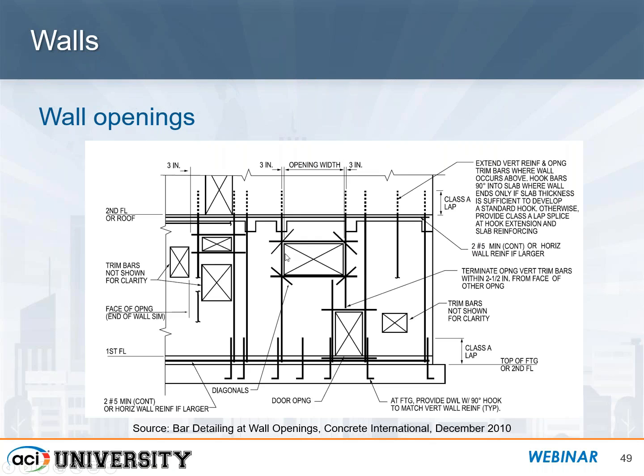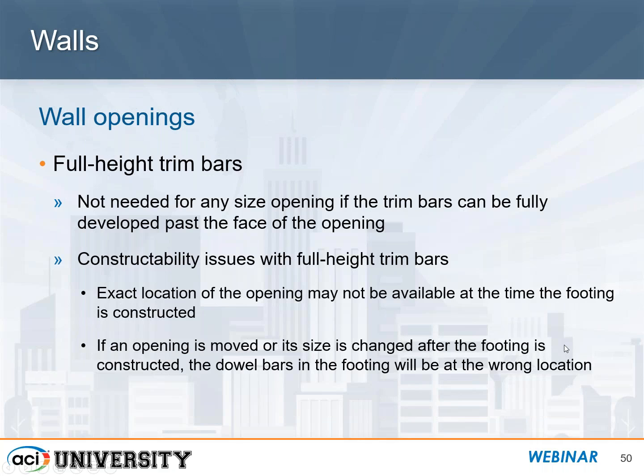But for this small opening, it really doesn't make too much sense. You're opening yourself up to some possible constructability issues. So as I had mentioned, 318 does not require these bars to go all the way down to the foundation in situations as shown on the previous slide. As long as they're developed on either side of the opening, we're fine.